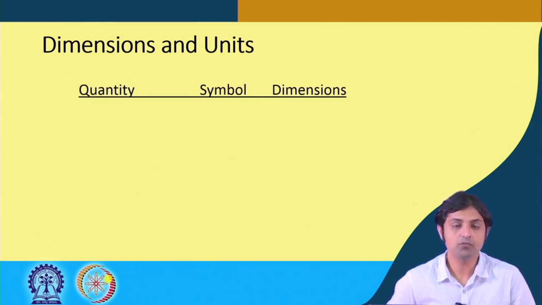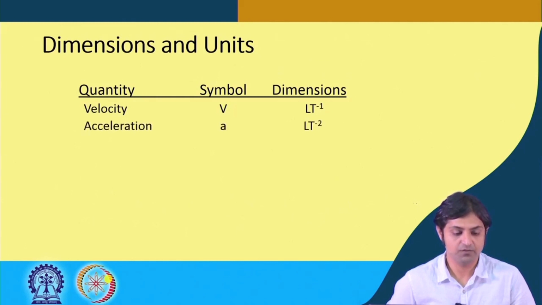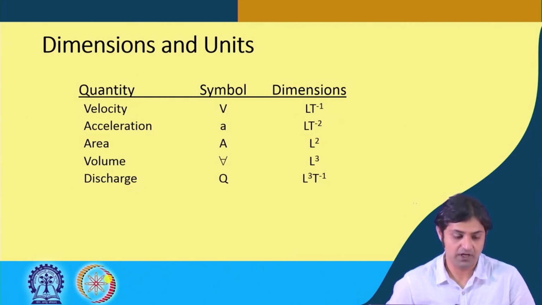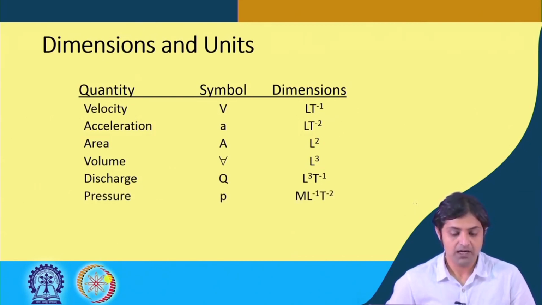So some of the important quantities, symbols and their dimensions are given. Velocity is given by V, its dimensions are LT^-1. Acceleration, similarly as we saw in the last slide, is LT^-2. Area is given by L^2. Volume is length cubed. The discharge is L^3T^-1. Pressure is ML^-1T^-2, and gravity is LT^-2.